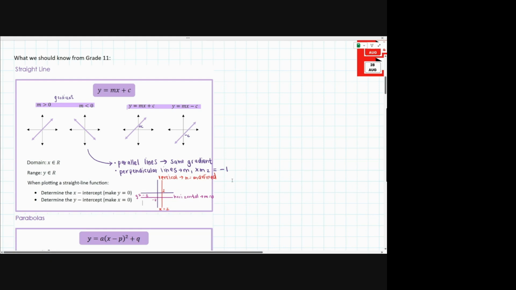I'm just going to wait here in case you want to screenshot, just because I've added a few bits of information to this. And then we'll have a quick look at parabolas. And again, guys, shout if you have questions.